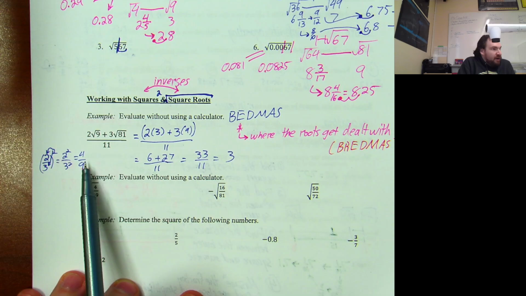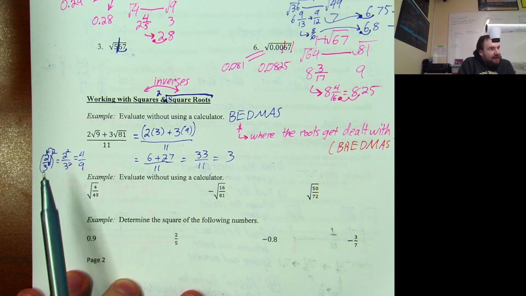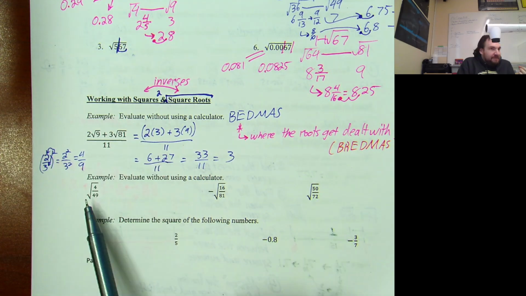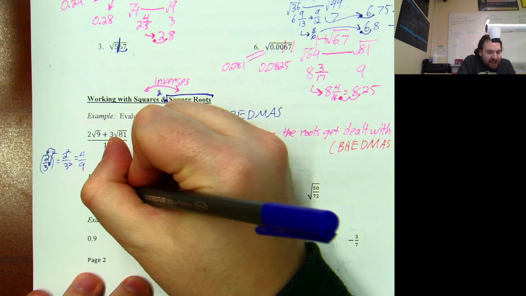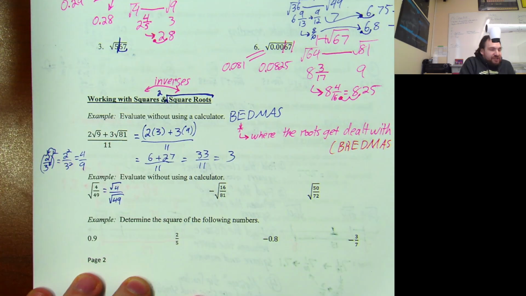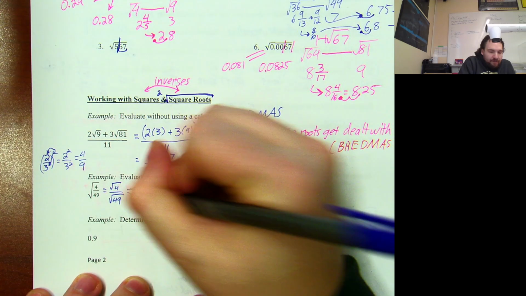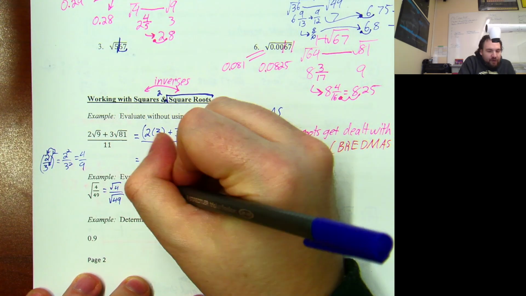I love it. So because roots and squares are inverses of each other, the same thing can be done here. When I'm taking the square root of an entire fraction, I can take the square root of the numerator and divide it by the square root of the denominator. Just like I could apply the exponent onto the numerator and the denominator, I can apply the root onto the numerator and the denominator. So the square root of 4 is 2, and the square root of 49 is 7. So the square root of 4/49 is 2/7.